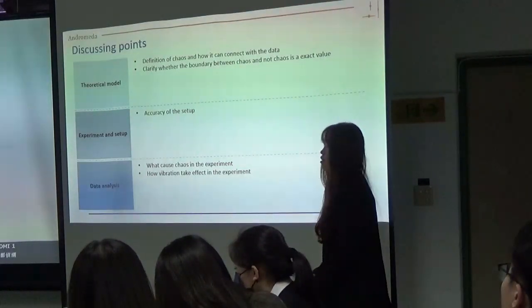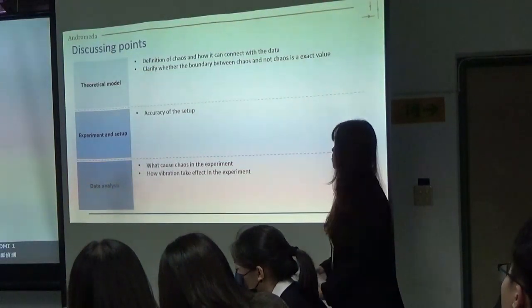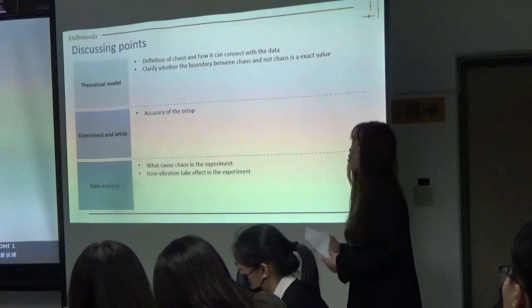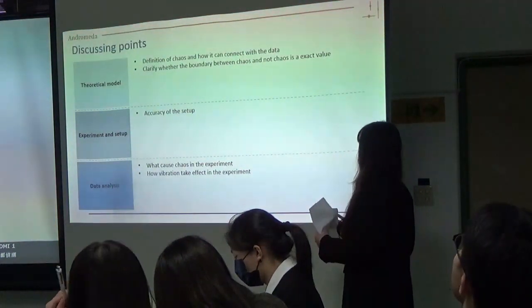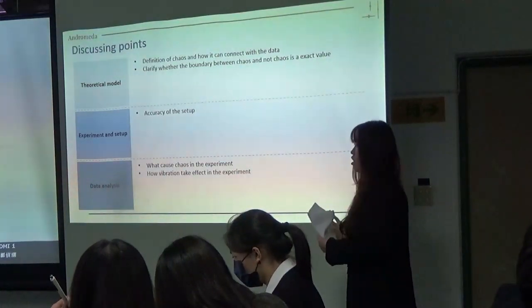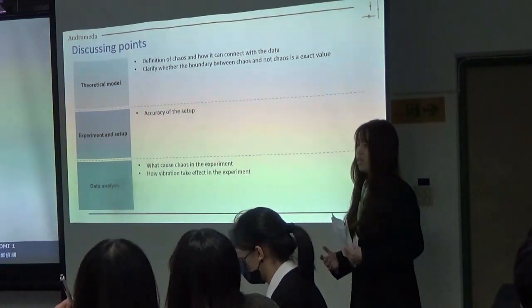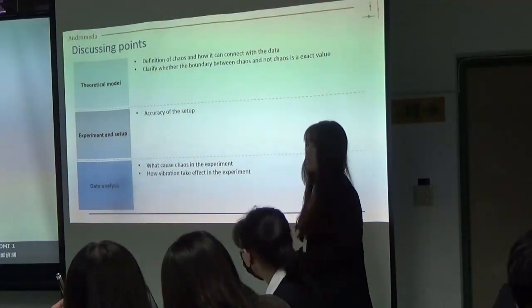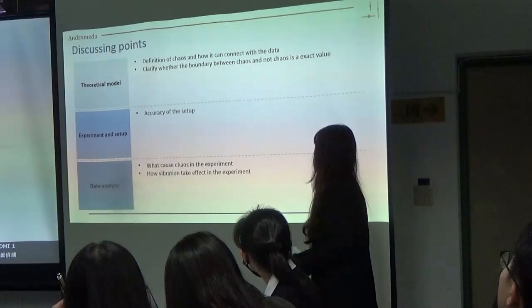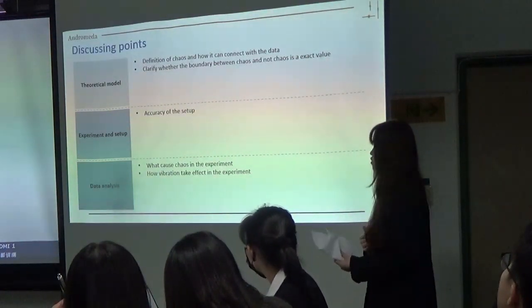So in the theoretical model, I want to discuss the definition of chaos and how it can connect with the data. And number 2 is to clarify whether the boundary between chaos and not chaos is really an exact value or a range. In the experiment setup, I want to discuss the accuracy of the setup, just as I have mentioned that chaos is really sensitive to the initial condition.